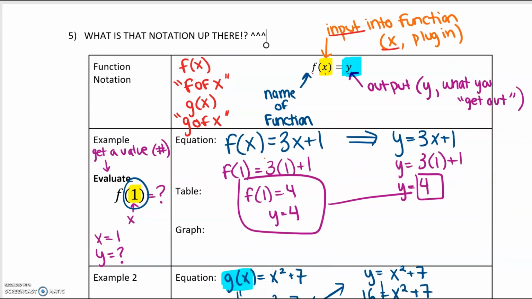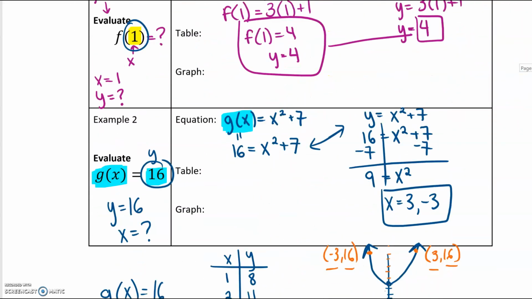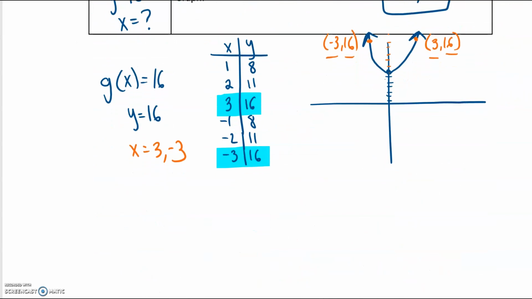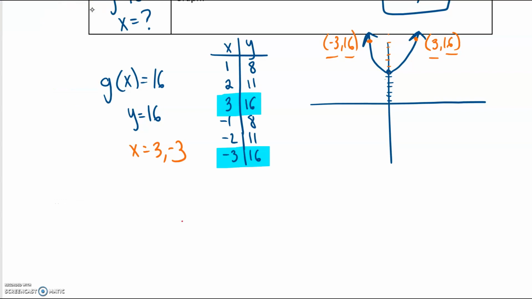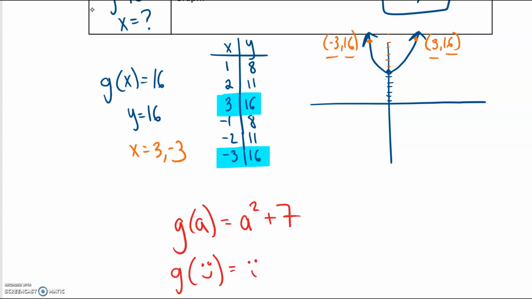We use it a lot. And one quick thing I want to say is your inputs and outputs, they could be numbers, but if we wanted to get a little creative, they could be anything. So if I saw like g of a, that would just mean that the input is a. So you would take a and plug it in the equation, which was x squared plus 7, is now a squared plus 7. You could have g of smiley face, which means you would plug smiley face in for the input, or in for what x is. Okay, it can really be anything.